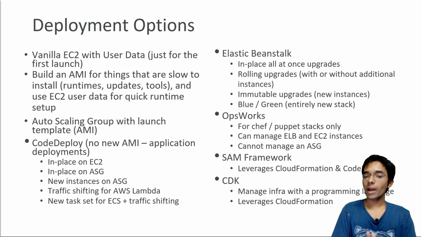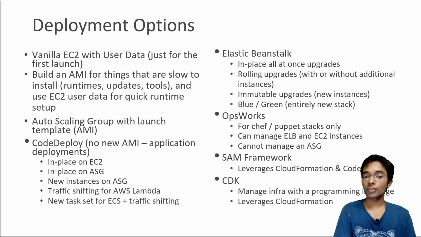Then we have Elastic Beanstalk, and Elastic Beanstalk is going to be very helpful when you want to migrate an application from on-premises to the cloud. Therefore, once it is in Beanstalk, you can do several types of upgrades for your application. When you deploy it, you can do in-place all-at-once upgrades. You can do rolling upgrades, with or without additional instances, like batch. You can do immutable upgrades with new instances, or blue-green updates, with an entirely different stack.